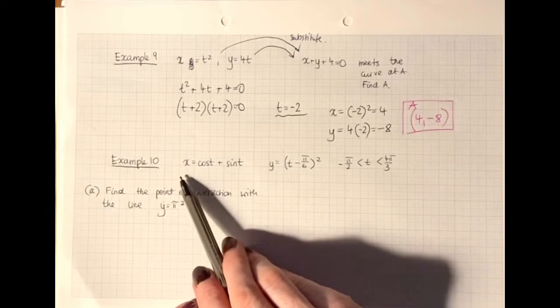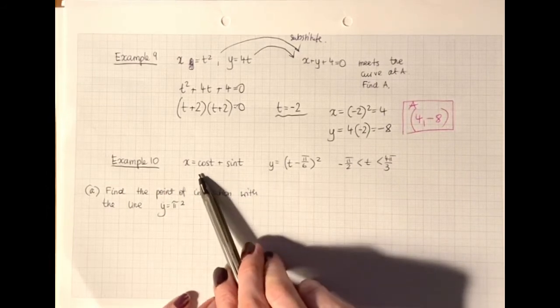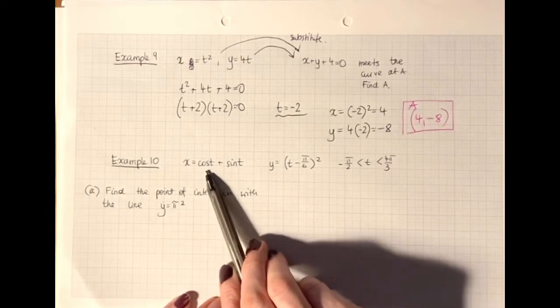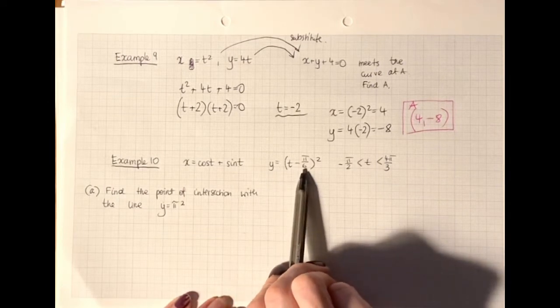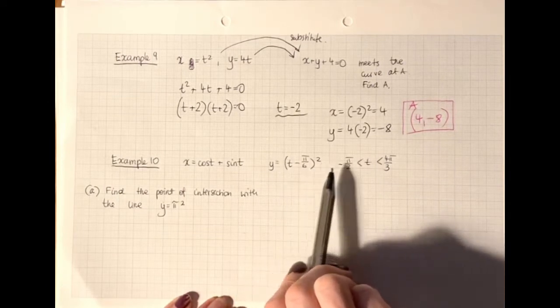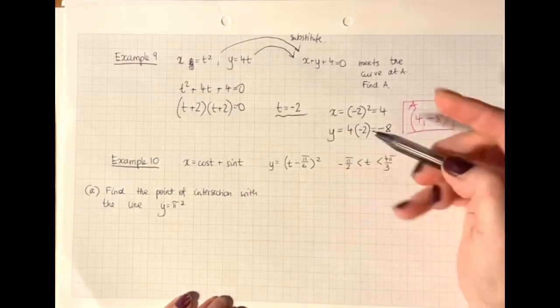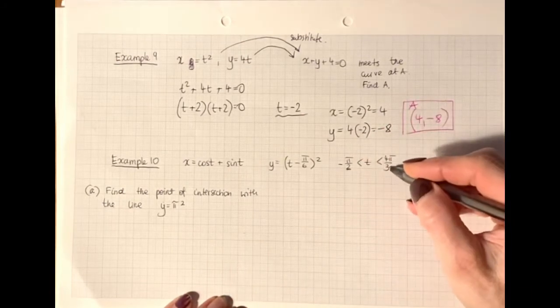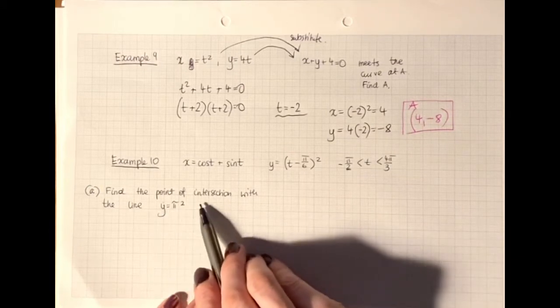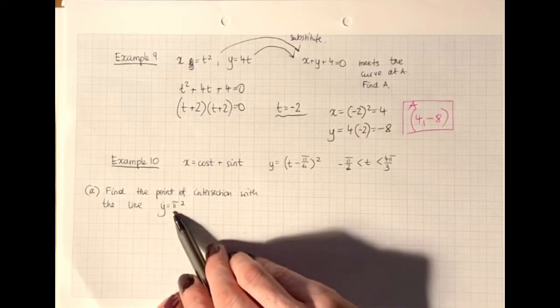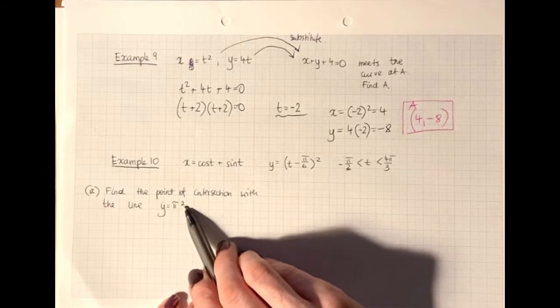Example 10, parametric equations. One is x equals cos t plus sine t. The other one is y equals t minus pi over 6, all squared. t varies between minus half of pi and up to 4 pi over 3. Find the point of intersection with the line y equals pi squared.